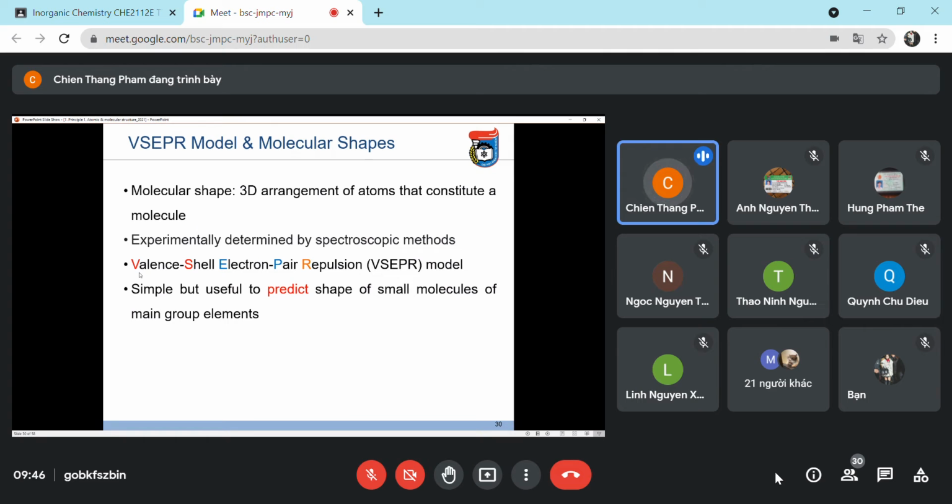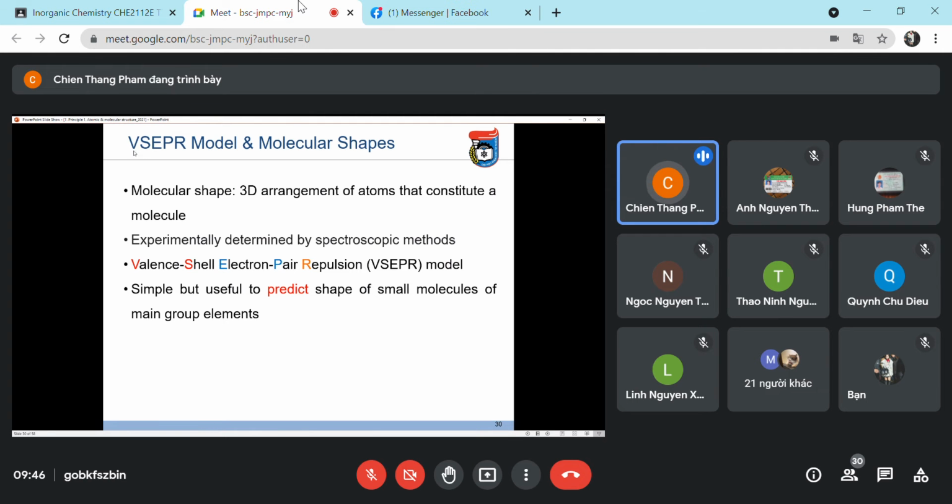In this case, the theory used is called valence shell electron pair repulsion. This is a shorthand of the phrase: valence shell, VS; electron pair, EP; and repulsion, R. So the name shows us the principle of the theory or model. It is a very simple model, however, it is very useful to predict the shape of smaller molecules of the main group elements.